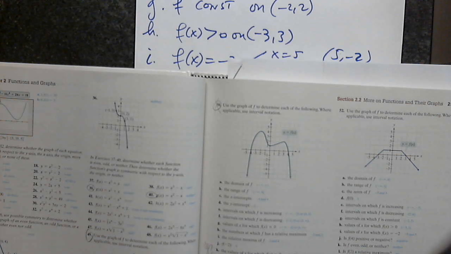Negative infinity to -4, union -2 to infinity. Exactly. Awesome. Very good.